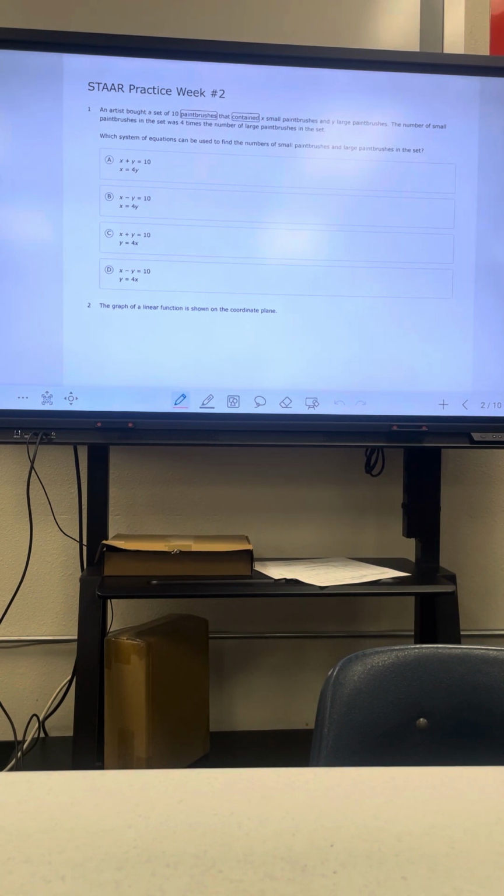I'll go ahead and run through these real quick and just try to help out a little bit as I can, okay? So this first question says, which system of equations can be used to find the number of small paintbrushes and the number of large paintbrushes in the set? Okay, so all you have to do is just write it out.